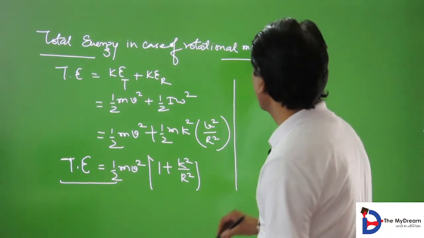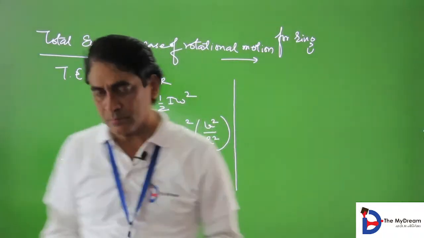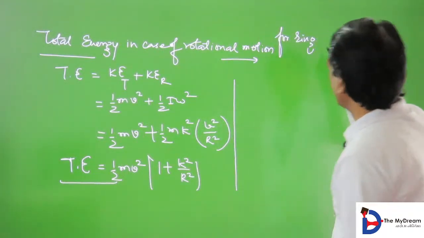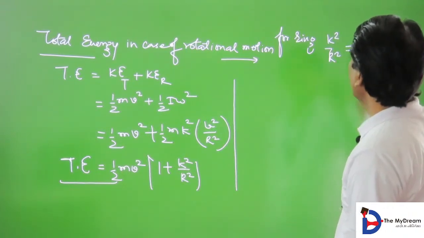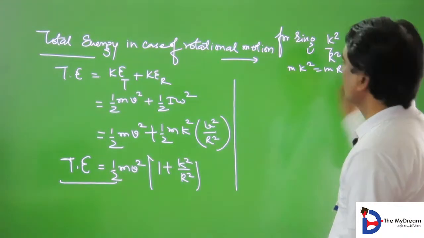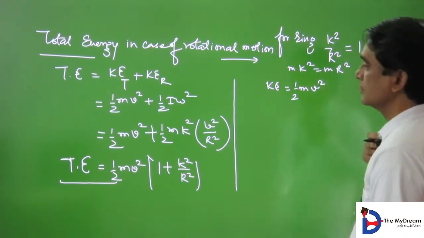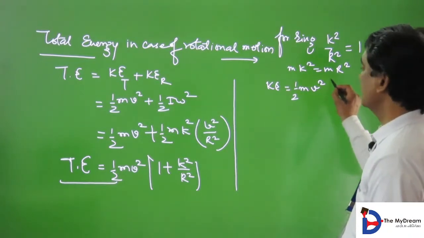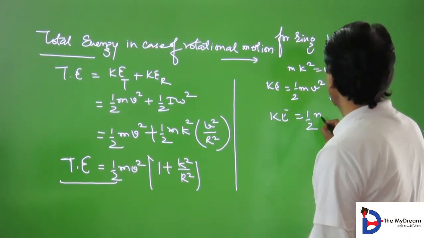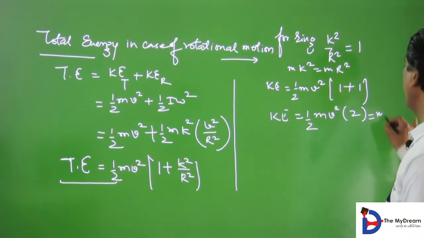Yes, for a ring we are discussing, k squared by r squared is equal to 1. I tell you, m k squared is equal to m r squared. So the total kinetic energy for the ring will become m v squared.